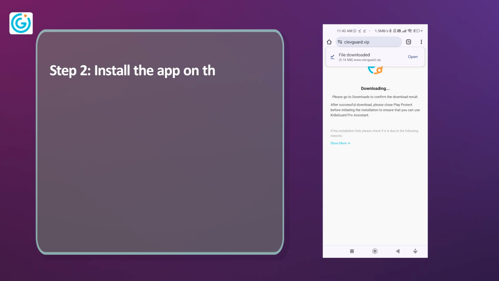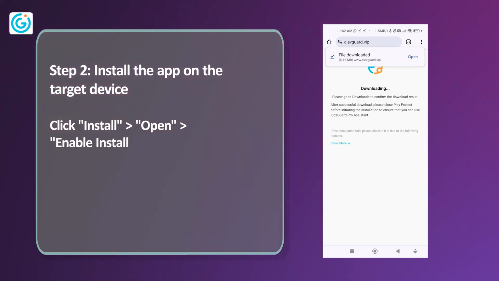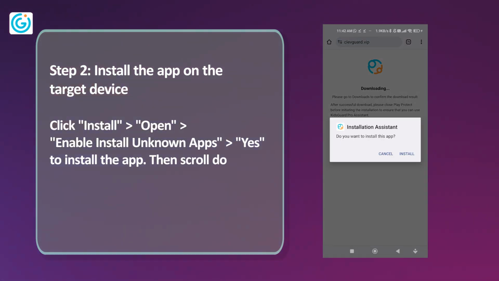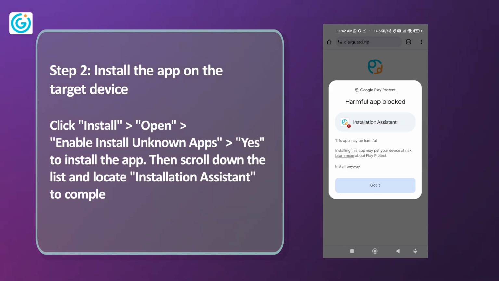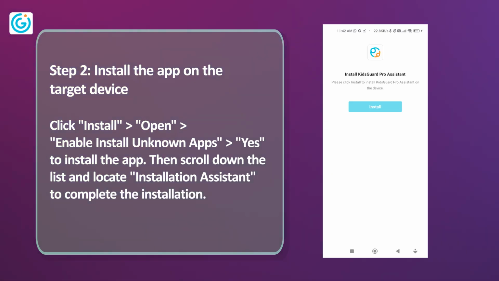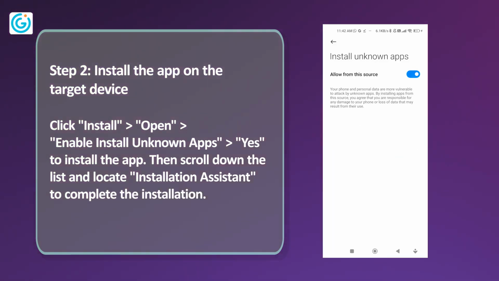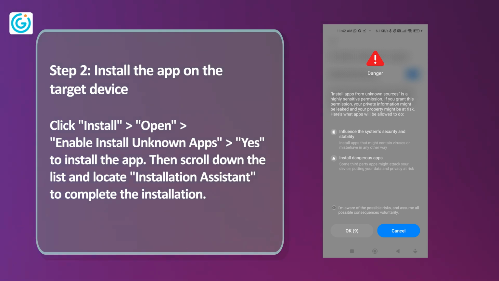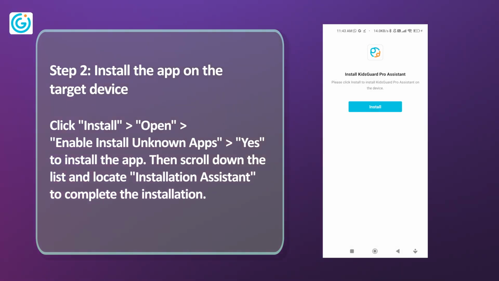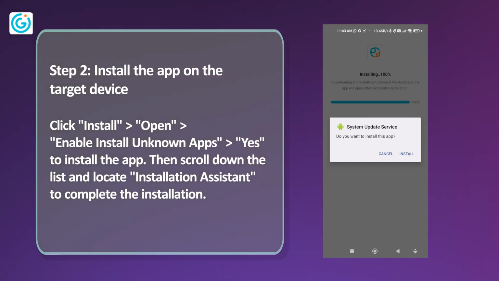Step 2. How to install the app on the target device. Once the download is complete, tap Install, Got It, and then Open to launch the installer. After you see the Install Unknown Apps pop-up, switch on Allow from this source and click OK. When the progress bar completes, tap Install, Got It, Open again to install the Assistant app.